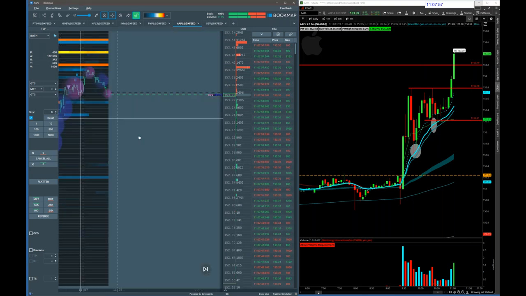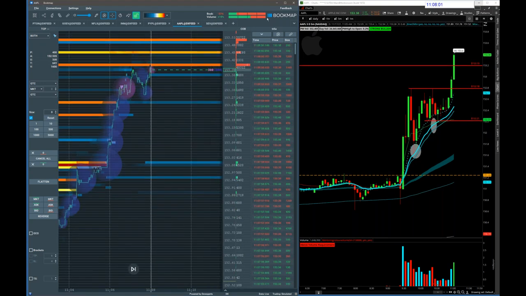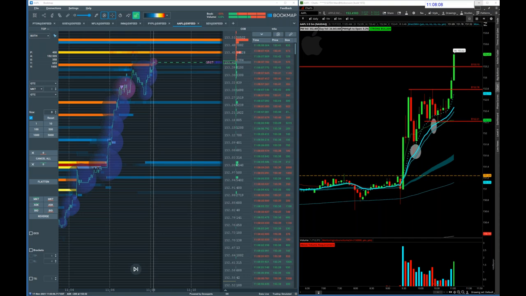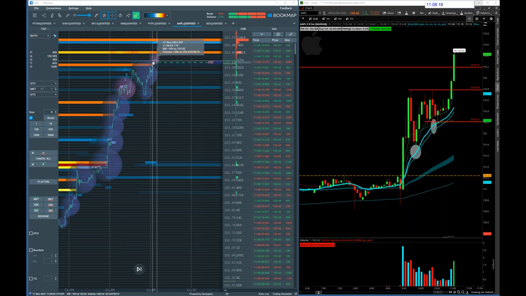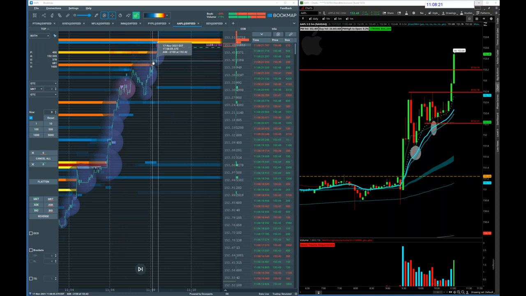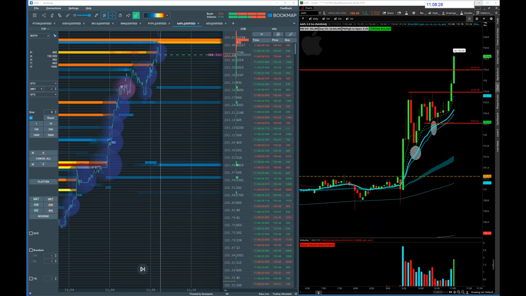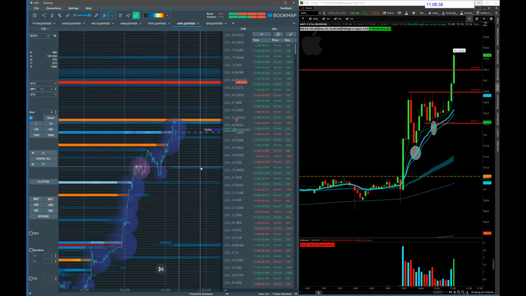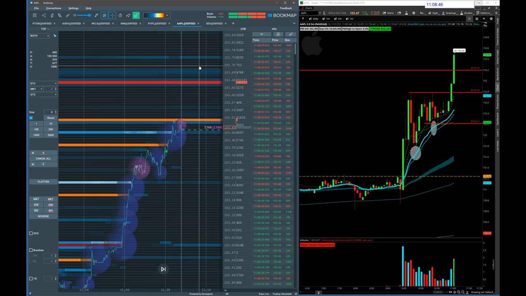153.40. It's still uptrending. Now we have breakout traders. We have buyers over here. Look over here, traders, right now. This is a perfect way to understand how to trail, right? $153.50. So we're up about $1.10 from our entry. Let it go, let it go, let it go.